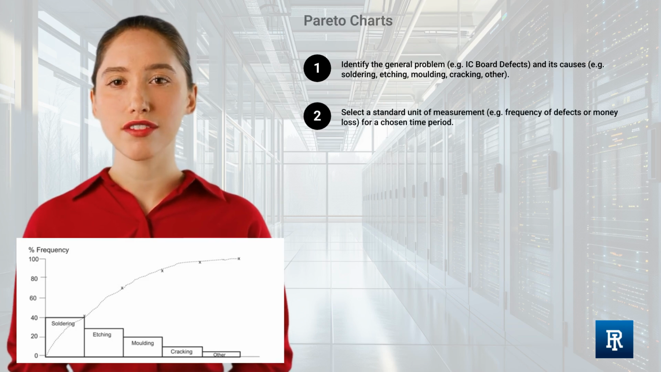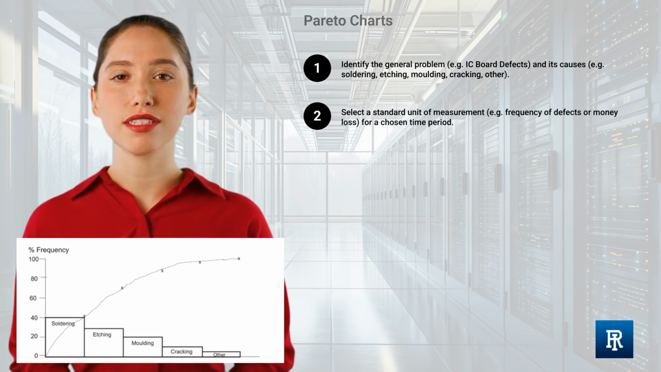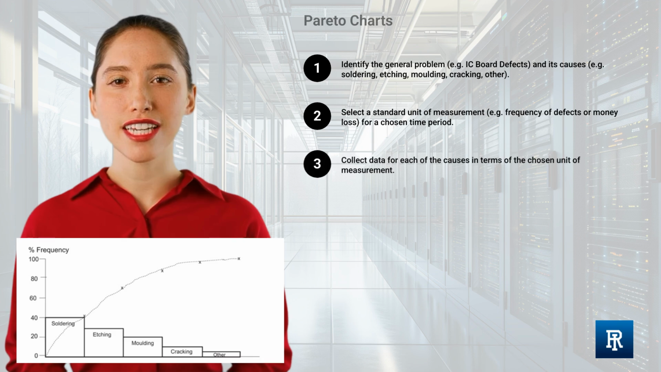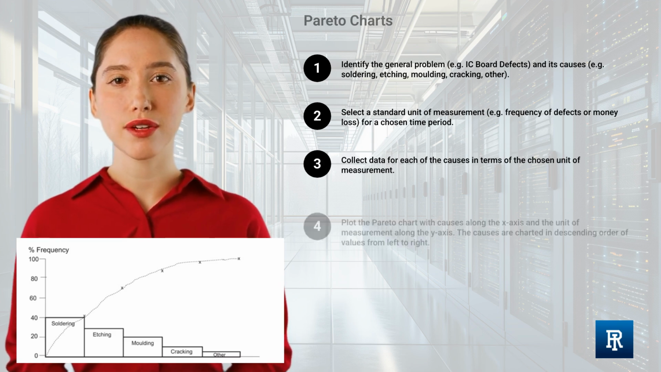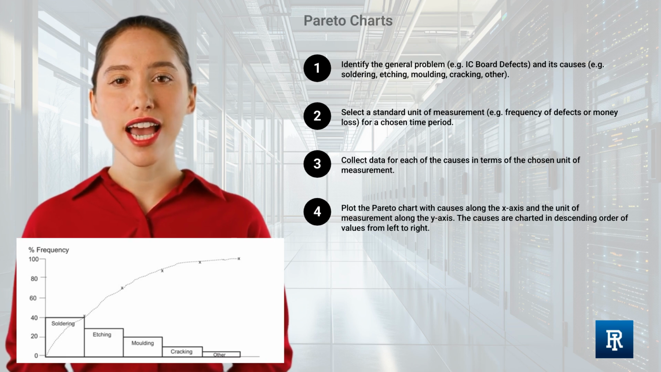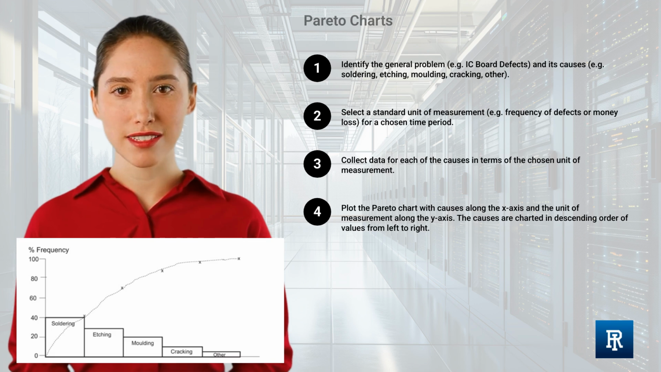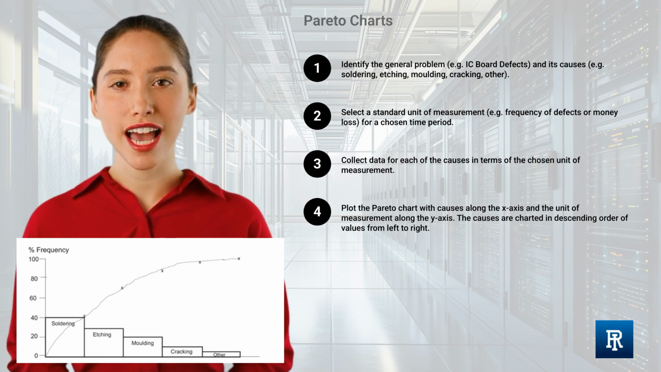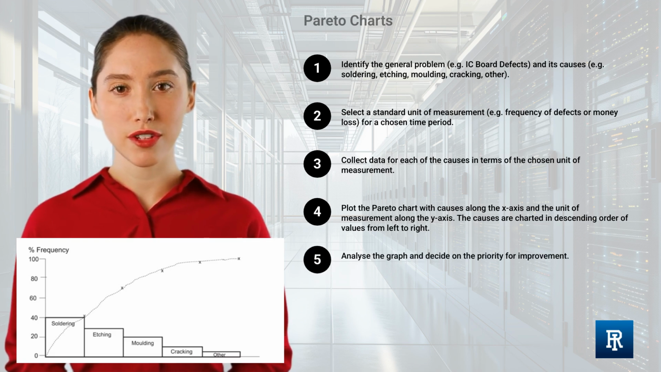Select a standard unit of measurement, for example, frequency of defects or money loss for a chosen time period. Collect data for each of the causes in terms of the chosen unit of measurement. Plot the Pareto chart with causes along the x-axis and the unit of measurement along the y-axis. The causes are charted in descending order of values from left to right. Analyze the graph and decide on the priority for improvement.